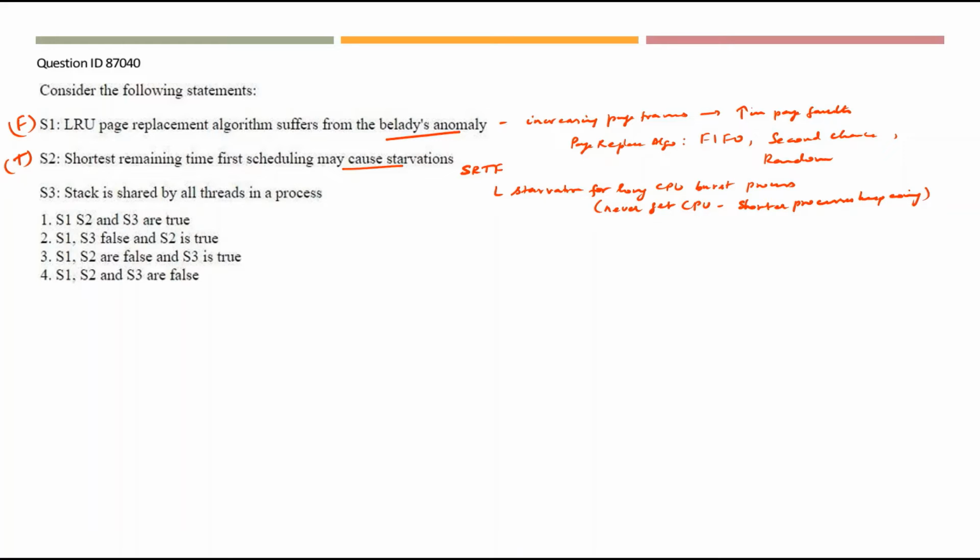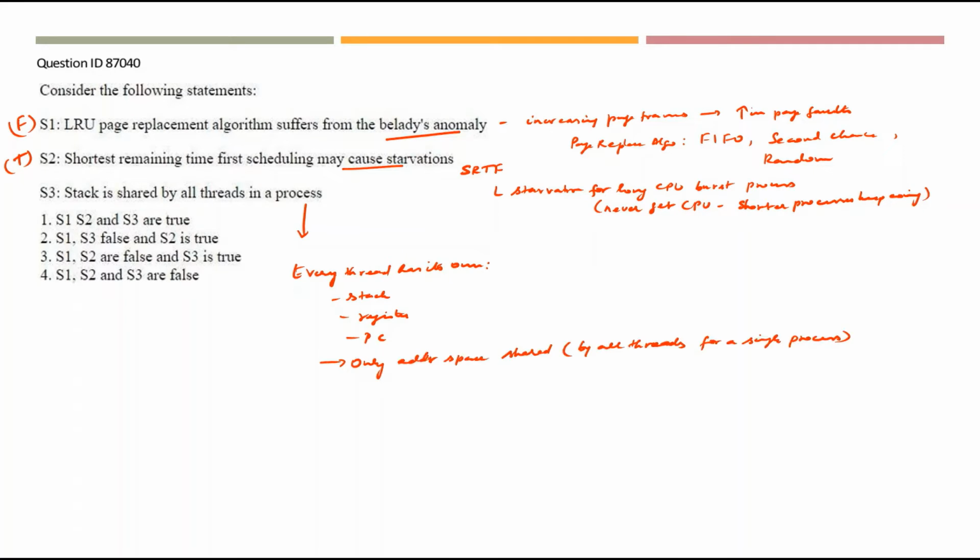S3: stack is shared by all threads in a process. Regarding threads, every thread has its own stack, registers and program counter. Only the address space is shared by all threads of a single process. So here the statement that the stack is shared by all threads is false. So S2 is true while S1 and S3 are false. Option number 2 will be the right answer.